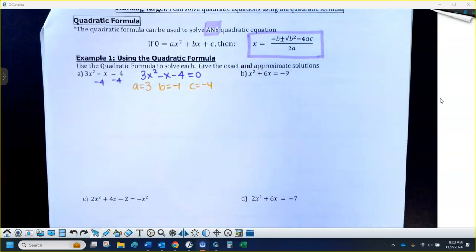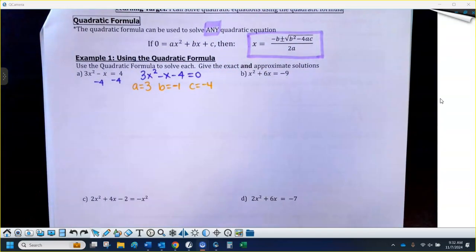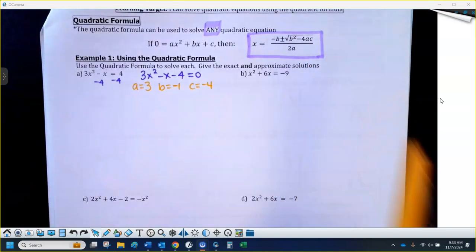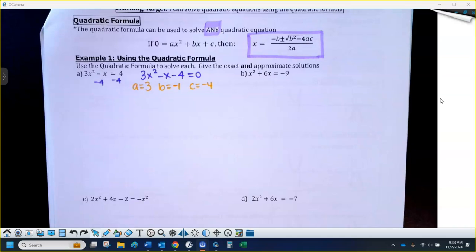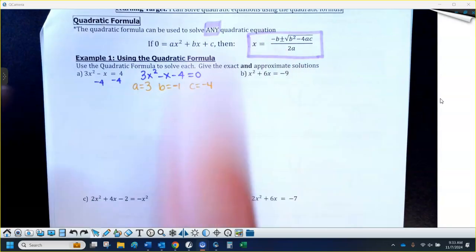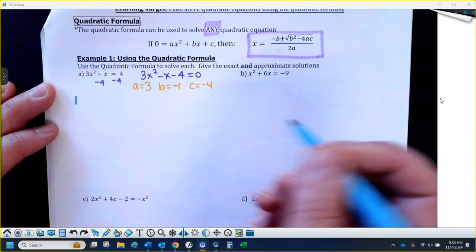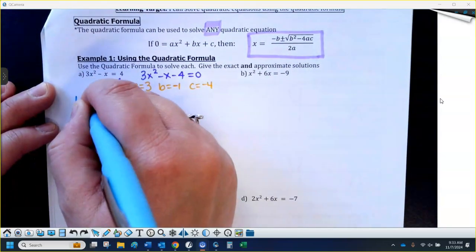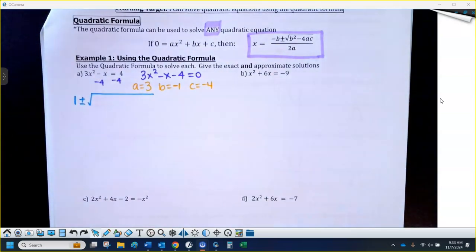-4. Okay, now all you have to do, and I would put this right in front of you, I'll give you this formula. We're going to plug these values into the quadratic formula. That's going to give us our zeros or our solutions, what x would be to make that an equation that was true. So it's the opposite of b, so it would actually be +1 plus or minus, and then this is a giant square root.